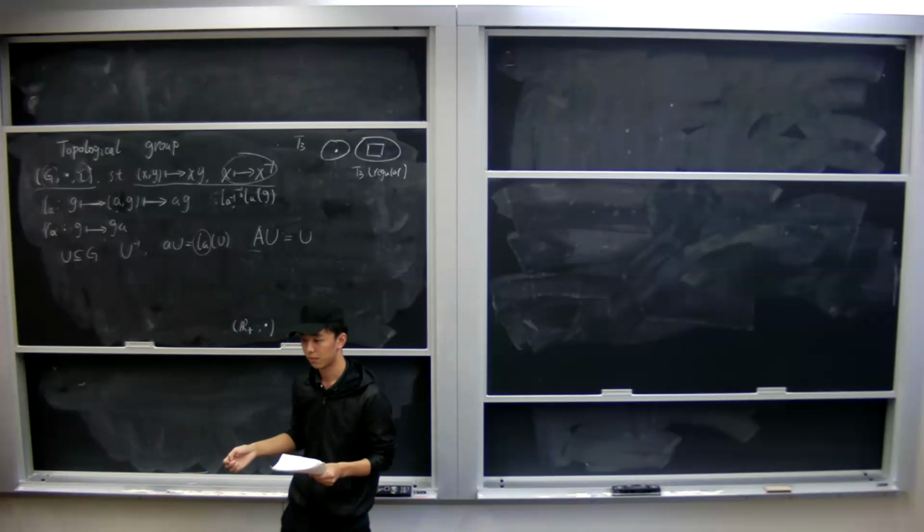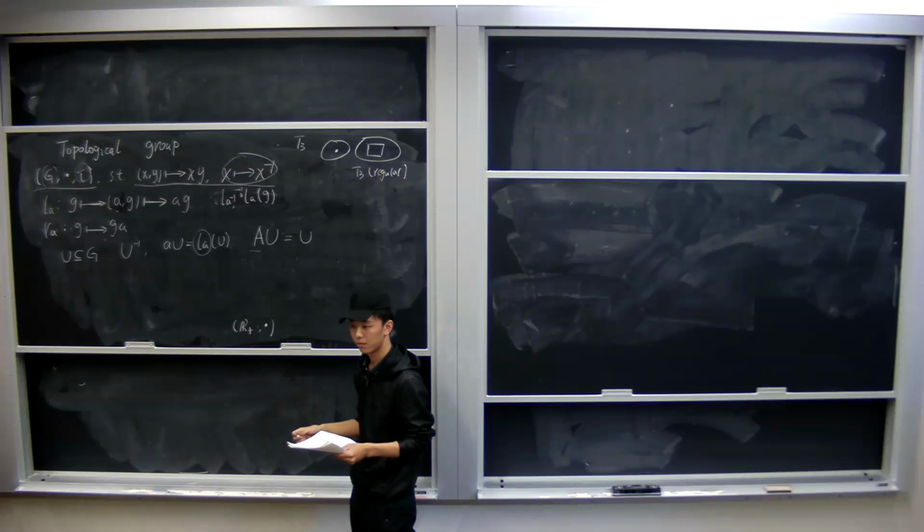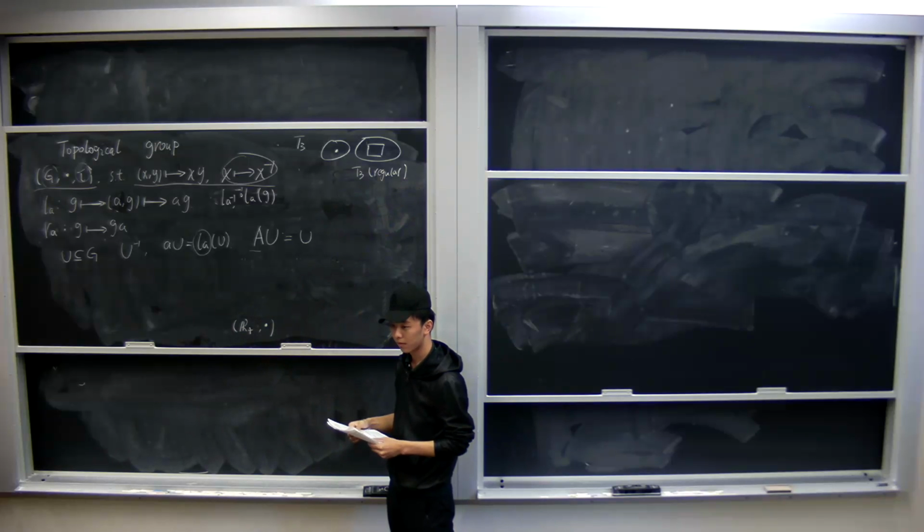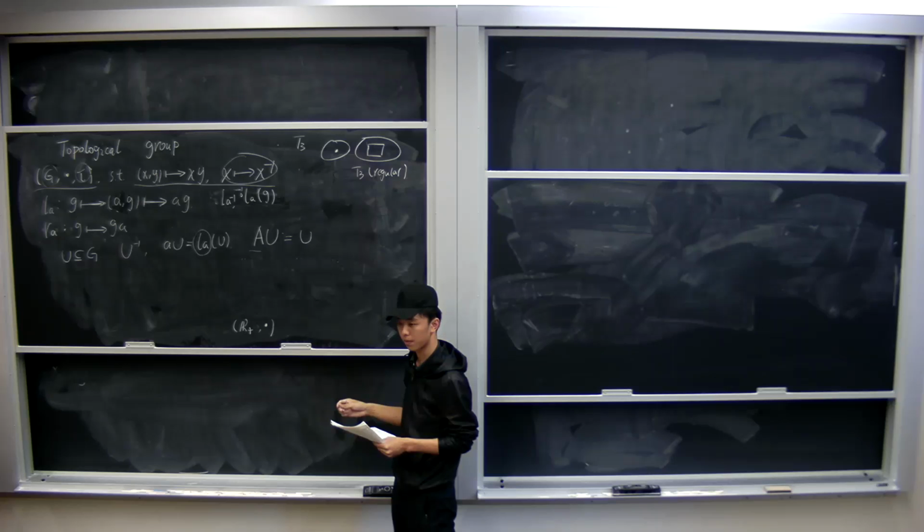I think usually T3 means T1 and regular. So regular in the sense that you can separate points and closed sets from each other. But T3 usually also means that points themselves are closed sets. I don't know if you're assuming that in the definition of topological group, because as George mentions, not all topological groups are Hausdorff. If you were T3 in the sense that I said, you would be Hausdorff. But you can have regular spaces where points aren't closed, and so they would be regular but not Hausdorff.